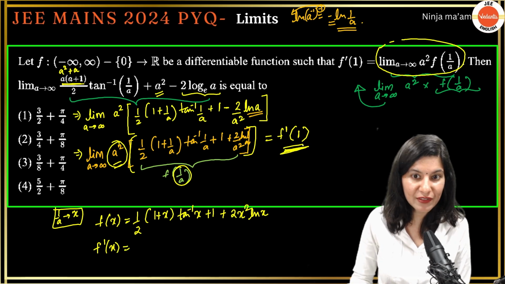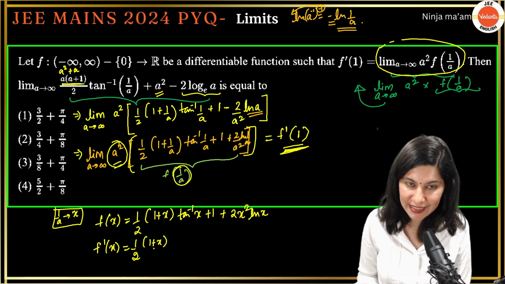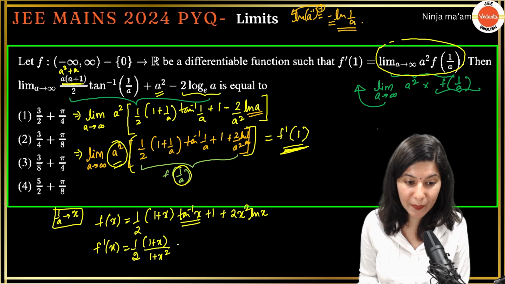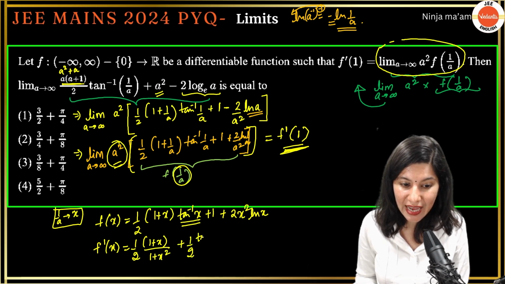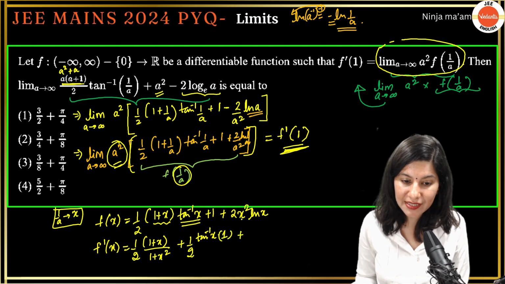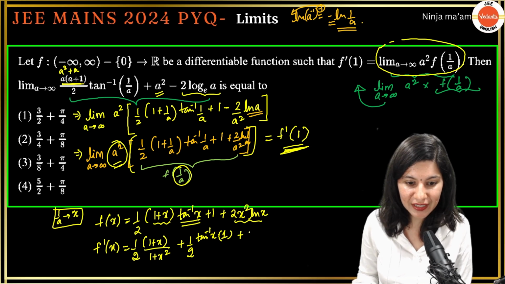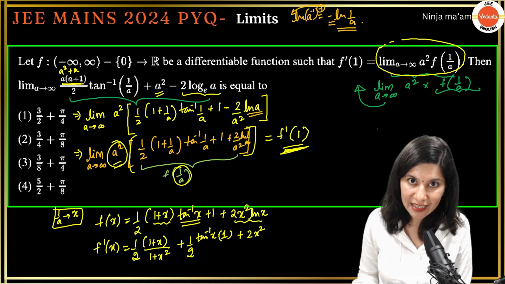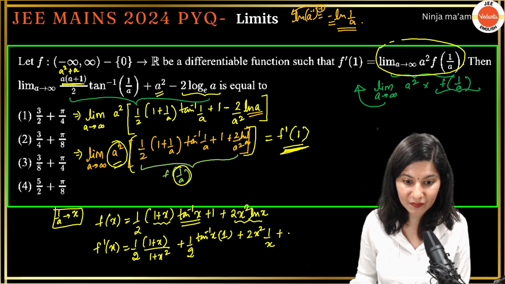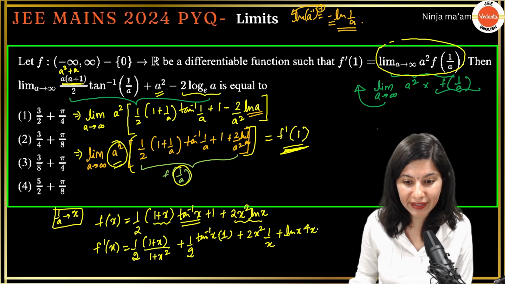Now f dash x, very easy. We are very close to your answer. 1 by 2, 1 plus x is constant. Derivative of tan inverse x is what? 1 upon 1 plus x square. Plus 1 by 2, this time tan inverse x is constant and derivative of this is 1. Plus, again chain rule, product rule. 2x square ln x, you know how to differentiate. 2x square, derivative of ln x is 1 by x, plus, this time ln x is constant and derivative of 2x square is 4x.